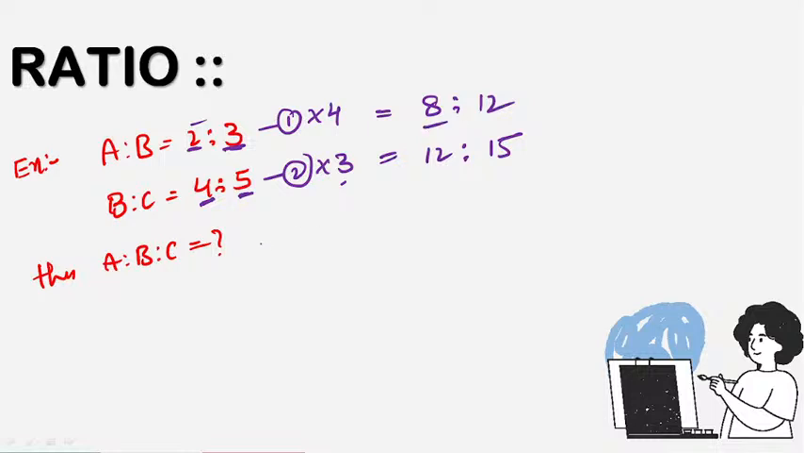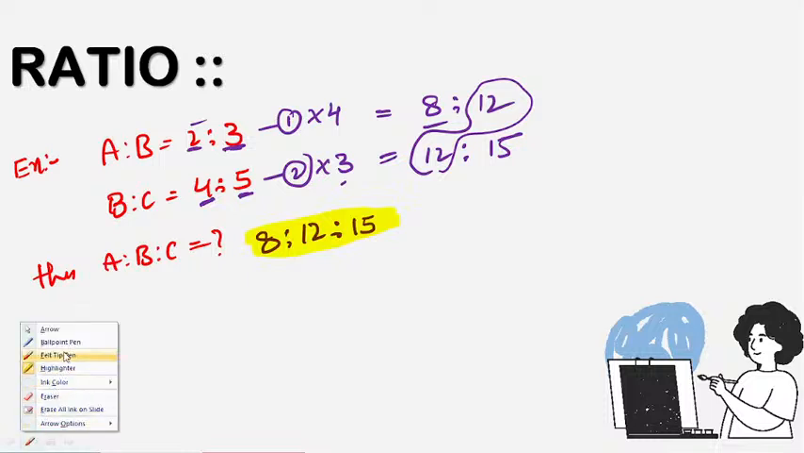A is how many parts here? 8 parts. B is how many parts here? Here it is 12, here it is 12. Both are the same, so take one value, guys. 12. The B value is 12, and the C value is 15. Any cancellations, guys? 8, 12, 15. No cancellation. We cancel as much as possible. That's the answer. The final answer is 8 is to 12 is to 15, guys. So A is to B is to C is 8 is to 12 is to 15.